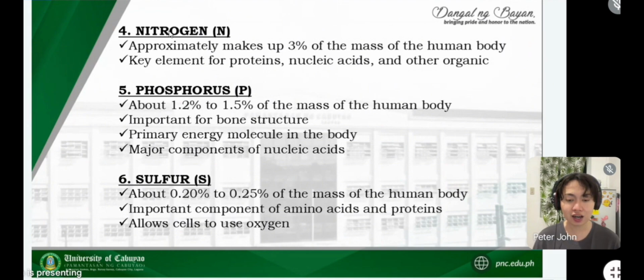Next, we have sulfur, about 0.20% or 0.25% of mass of human body. So, sobrang unti niya na. Kung baga, unting-unti na lang talaga siya. Hindi siya ganun ka sobrang importante unlike with others. Pero importante pa rin siya. Important for components of amino acids and proteins, allow cells to use oxygen. So, kung baga partner sila ni oxygen to have a greater function to every cell in our body.